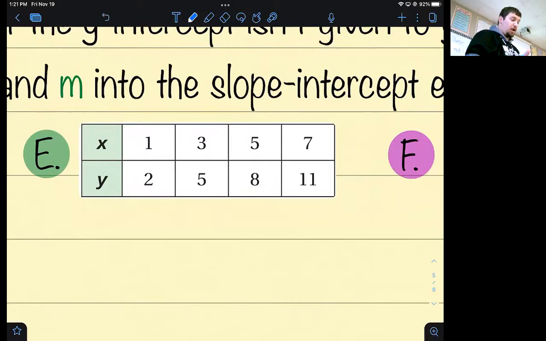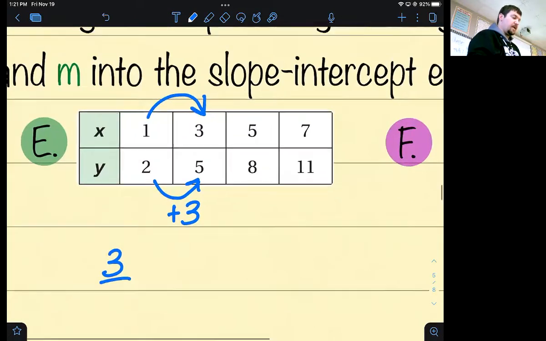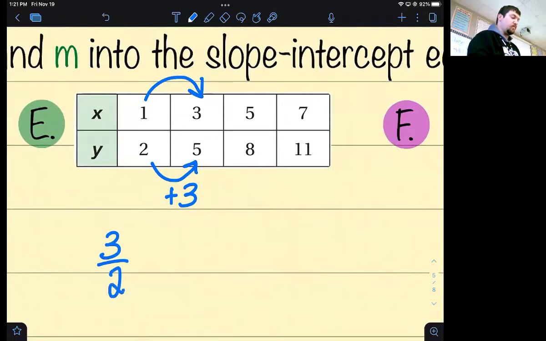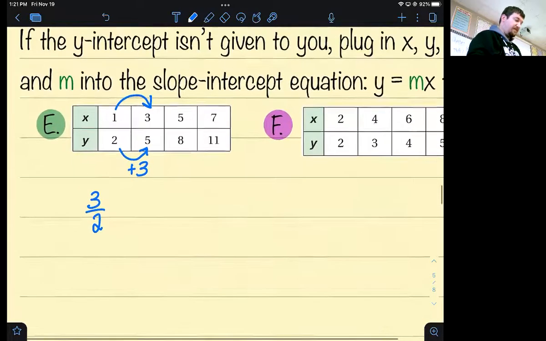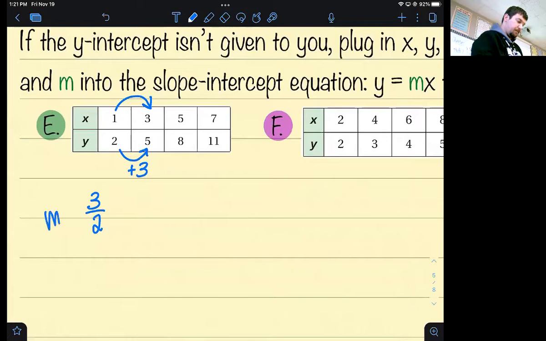We can still find the slope. Is the y increasing or decreasing? Increasing by 3, so that's our rise. Our run, is it increasing or decreasing? Increasing by 2, so that's our run. So the slope is going to be 3/2. But we don't know what the b value is.